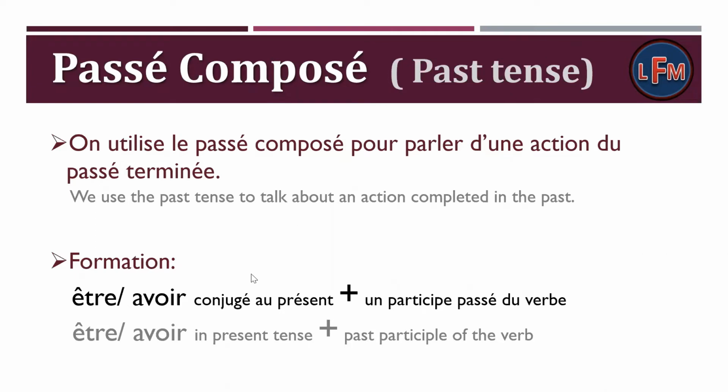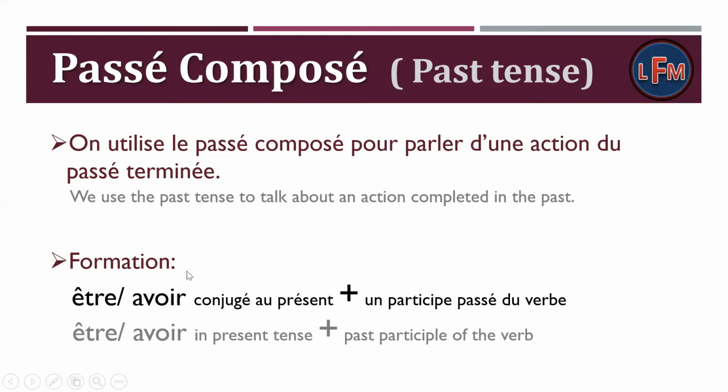First we take auxiliary verb être or avoir in present tense plus past participle of the verb. So first we need to know either we have to conjugate the verb with être or avoir. Then how to form the past participle of the verb.